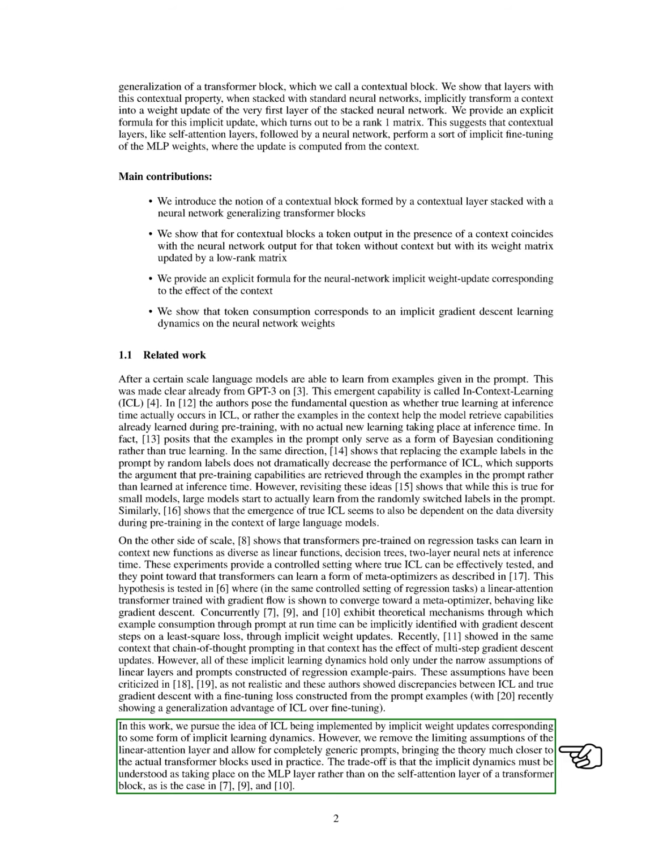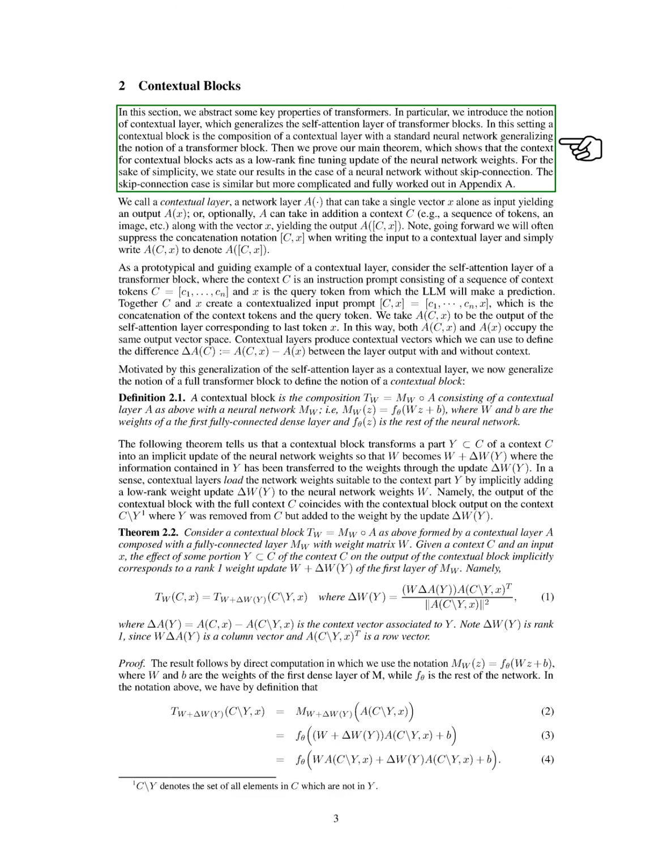Section: Contextual blocks. In this section, we abstract some important features of transformers. We introduce the concept of a contextual layer, which expands on the self-attention layer found in transformer blocks. Here, a contextual block combines a contextual layer with a standard neural network, broadening the idea of a transformer block. We then present our main theorem, which demonstrates that the context for these blocks serves as a low-rank adjustment to the neural network weights. For simplicity, we focus on a neural network without skip connections, as the skip connection case is more complex and detailed in the appendix.